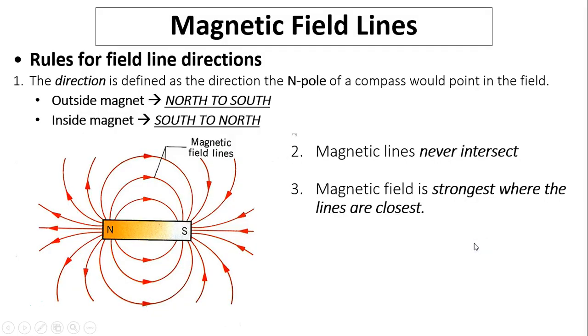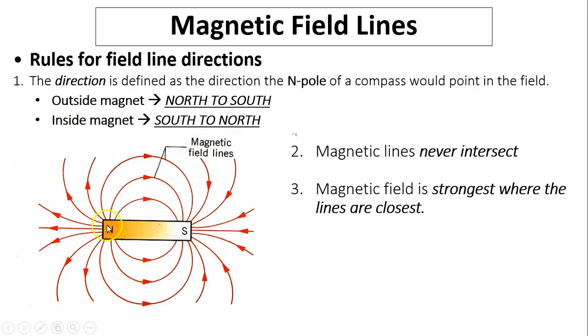Magnetic field lines, rules for field line directions. A lot of times you are asked to draw the field lines. The direction is defined as the direction the north pole of a magnet would point in the field. So it's always from north to south. If you put a compass here, the north will point this way, pointing to the south. The direction is always from north to south. That's outside the magnet, which is mostly what you have to draw. But you need to be aware that inside it is from south to north.